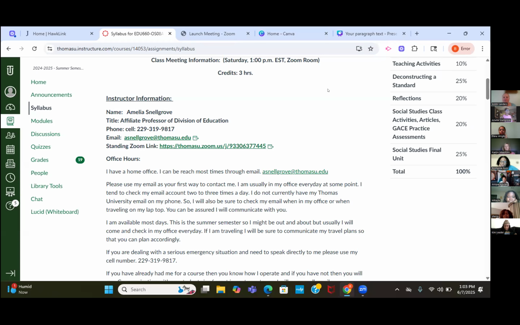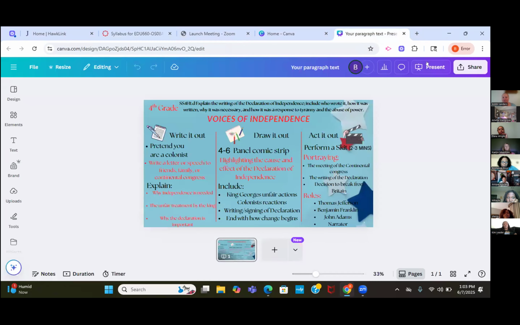How do I get this thing to move? Can you guys see my screen? We can. I can't get this thing to move out of my way so I can get to my... There we go. Slide. There you go. You're all there, right.